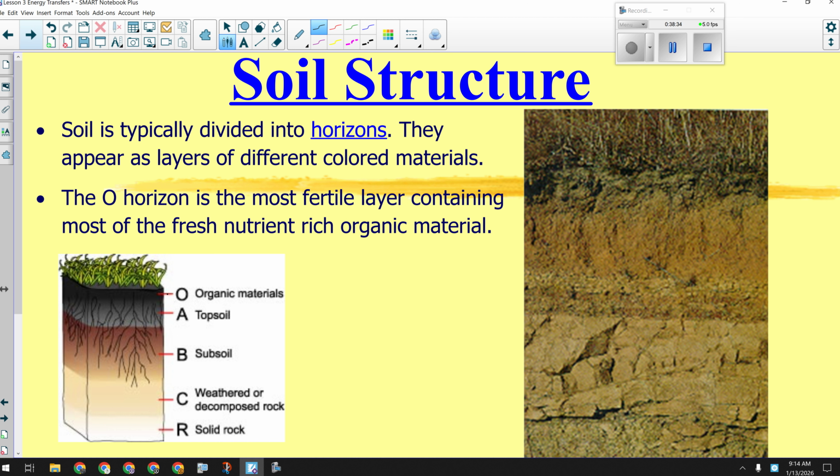Don't worry about the O horizon. I'm going to take that off. Okay, we're going to have A, B, and C horizons. Okay, so A, B, and C horizons. A is the topsoil, B is the subsoil, clay, okay, and C is what we call parent material or bedrock.